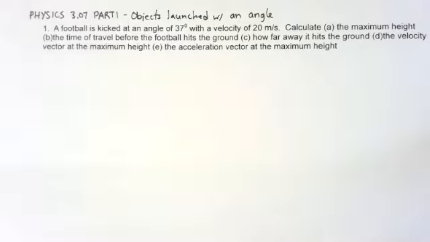So our problem reads: a football is kicked at an angle of 37 degrees with a velocity of 20 meters per second. Calculate the maximum height, the time of travel before the football hits the ground, how far away it hits the ground, the velocity vector at the maximum height, and the acceleration vector at the maximum height.